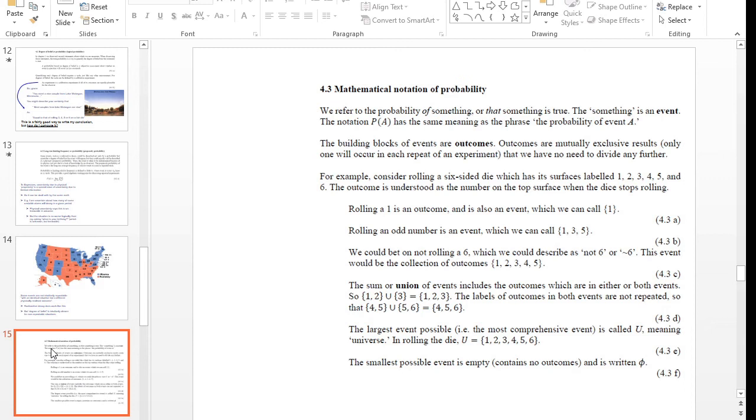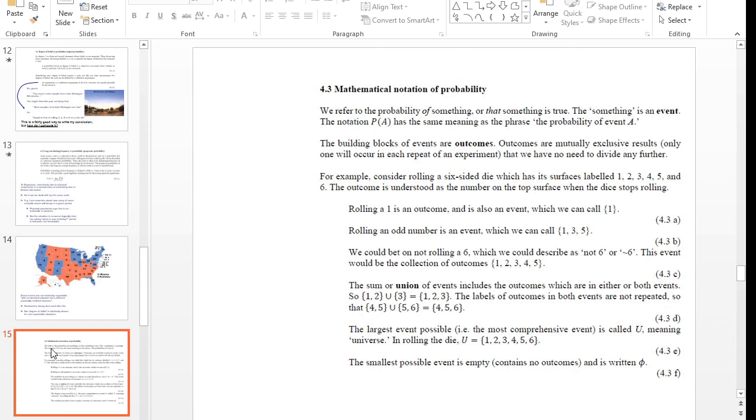You might want to have a bet. Probability theory is quite important if you want to do betting. You could have a bet on not rolling a 6, which you would describe as not 6 in words, or mathematically as a tilde 6, swirly line 6. This would be the set of outcomes in curly brackets 1, 2, 3, 4, 5.